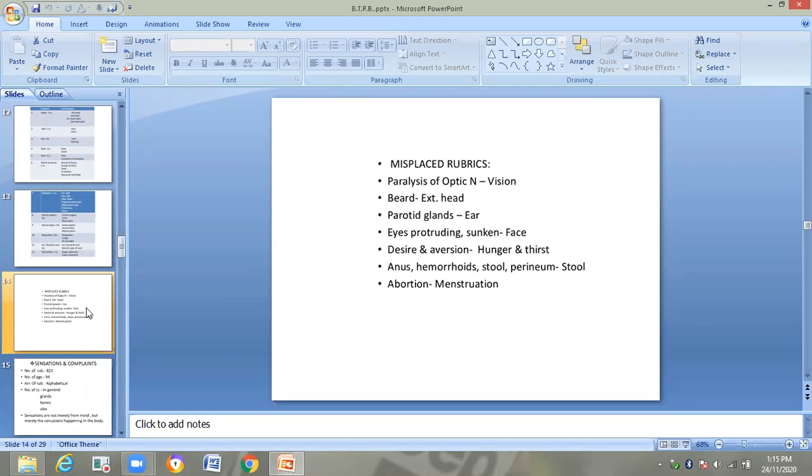Some examples are given in this slide, that is paralysis of optic nerve, which we found under vision, then beard, which we found under external head, parotid glands under ear, eyes protruding and sunken under face, desire and aversion under hunger and thirst, then anus, hemorrhoids, stool, perineum under stool, then abortion under menstruation.